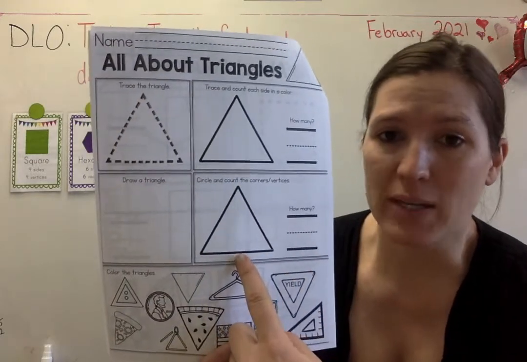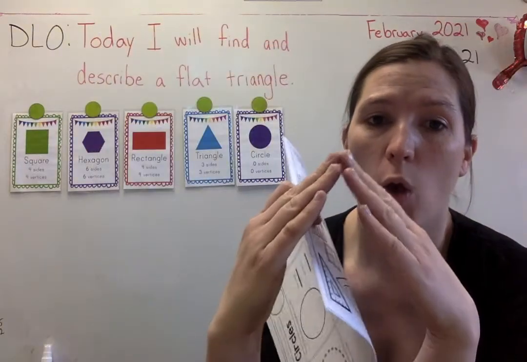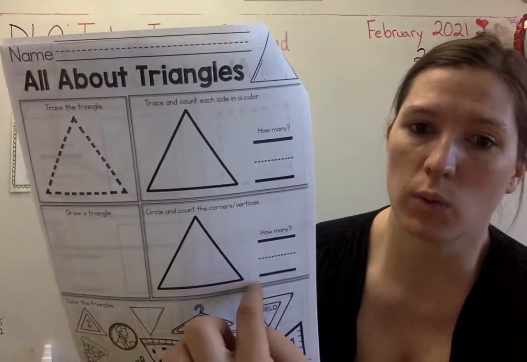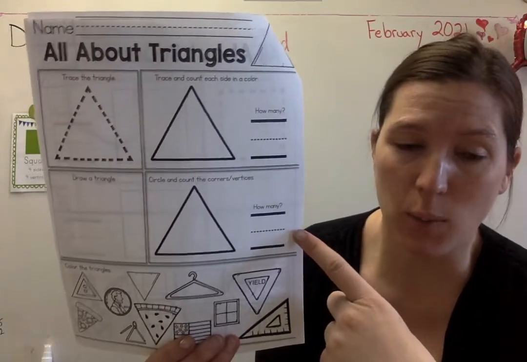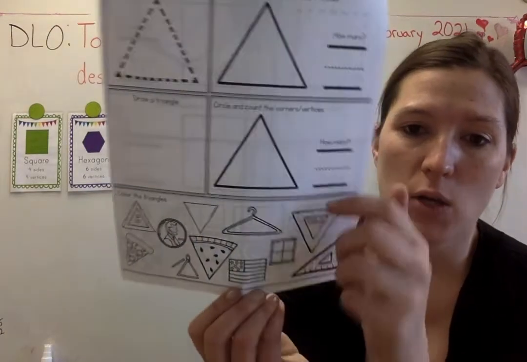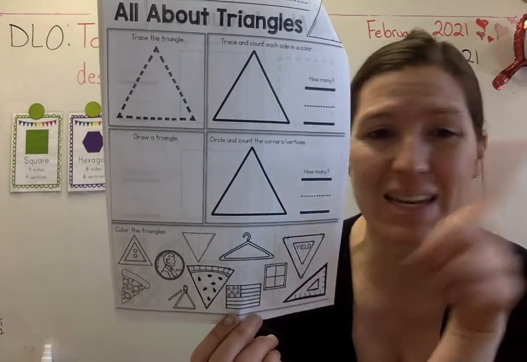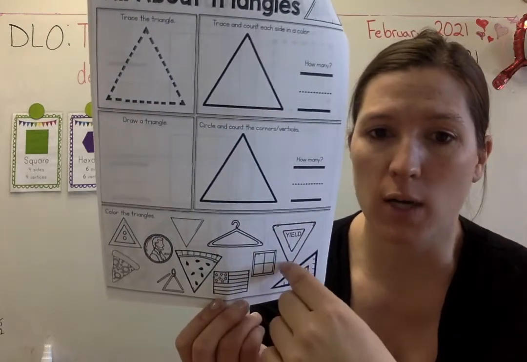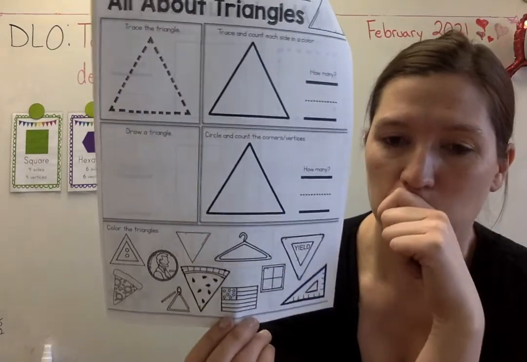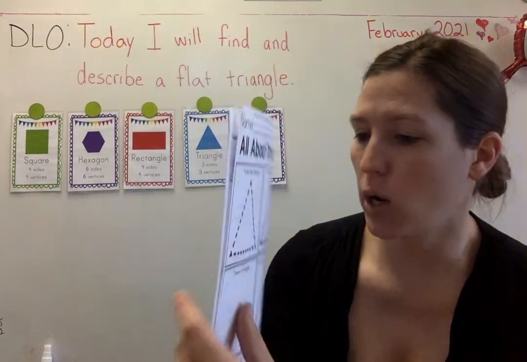And then down here you're going to count and circle, or circle and count the vertices. The vertices are the corners. So you'll circle them 1, 2, 3. And it says how many? How many vertices does a triangle have? 3. Then you're going to look at the pictures down here and only color the ones that are triangles. If it is not a triangle, cross it out. Only color the triangles. So take a peek, color the triangles.